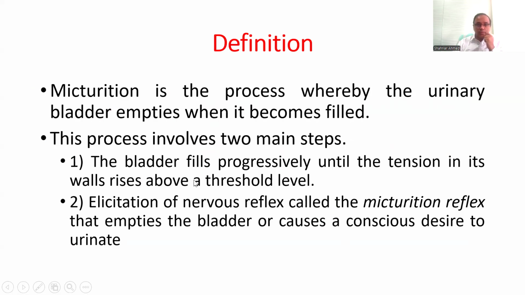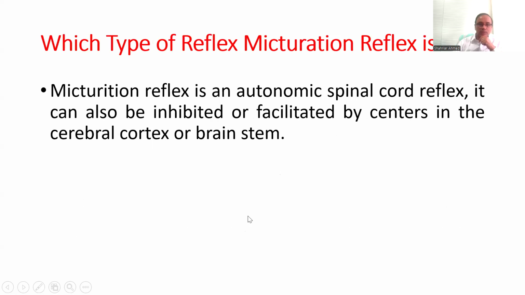This process involves two main steps. The bladder fills progressively until the tension in its walls rises above the threshold level. Then comes the elicitation of a nervous reflex called the micturition reflex that empties the bladder or causes a conscious desire to urinate.